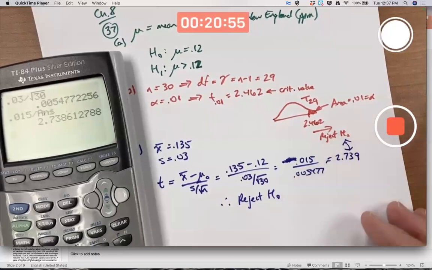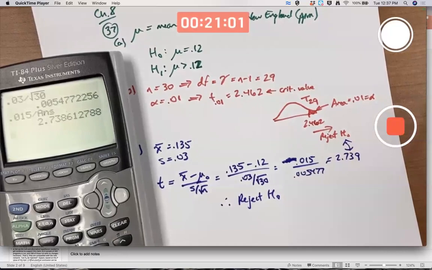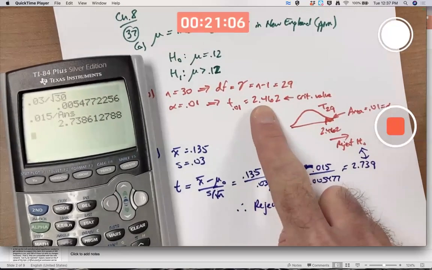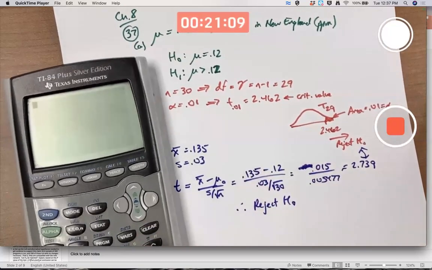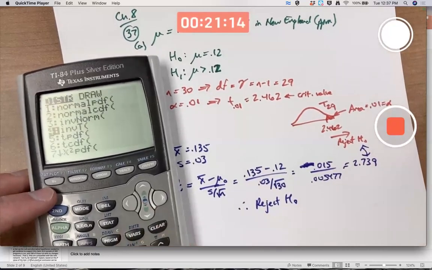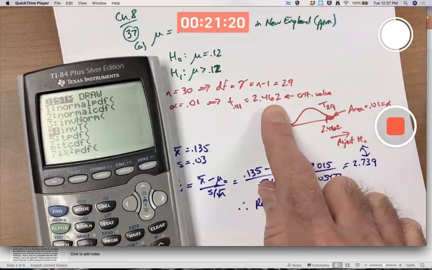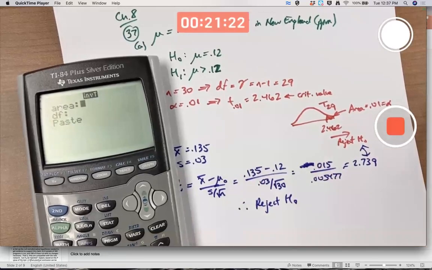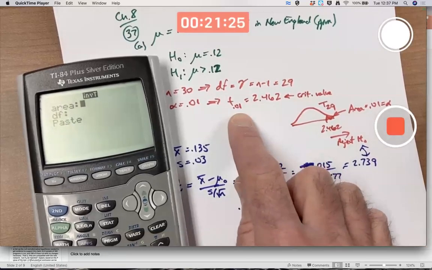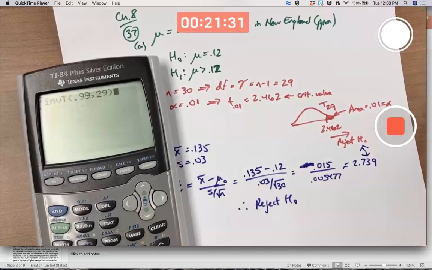The corresponding p-value is going to be less than 0.01. I haven't actually calculated the p-value here. By the way, I was going to confirm this number, 2.462, with the calculator as well. Instead of the table, if we go to the distributions menu and use inv t, that would be what to use to confirm this number, 2.462. Inv t, with area to the left 0.99, degrees of freedom 29. 2.462, yep.